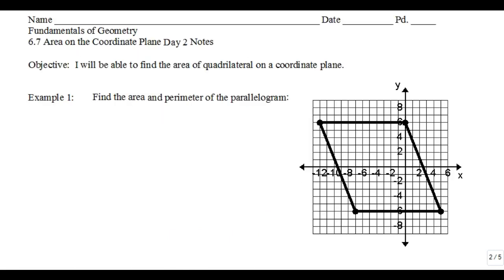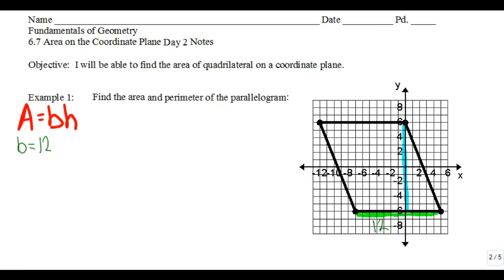Let's look at our notes. Our objective today: I will be able to find the area of quadrilaterals on the coordinate plane. Our first shape is the parallelogram. So the formula for finding the area of a parallelogram is area is base times height. So we need to figure out the base, and we need to figure out the perpendicular height.